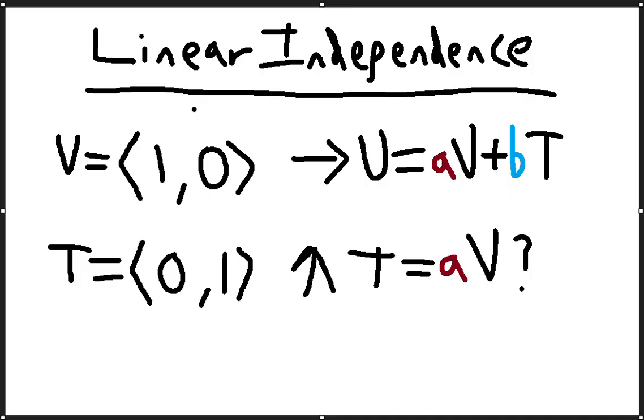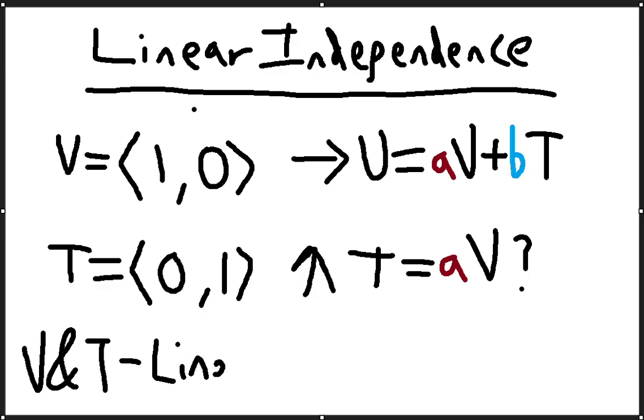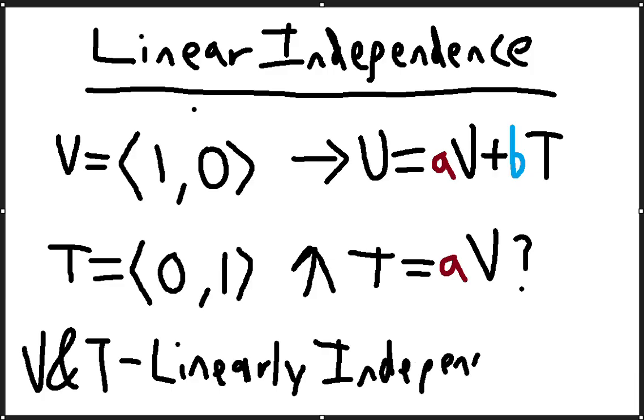And so we say that v and t are linearly independent. That is not very well spelled. Because you can't combine v with itself to get t, and you can't combine t with itself to get v, but you can combine v and t to get a lot of other vectors.